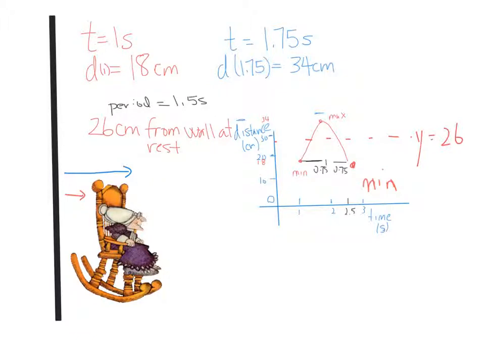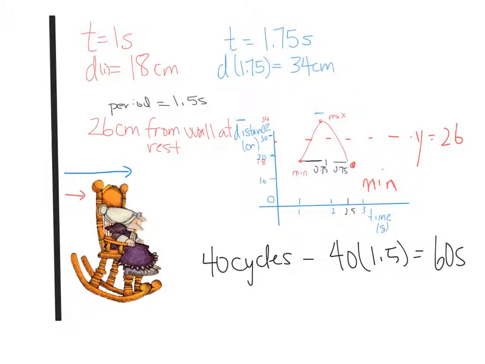The next question says, if Megan rocks back and forth 40 times only, what is the domain of the function? The domain refers to the time. In other words, it's asking what time it would take to do 40 cycles, or 40 back and forth motions. We looked at the period, each cycle is 1.5 seconds. So 40 back and forths, each one 1.5 seconds, would be 60 seconds to rock back and forth 40 times.